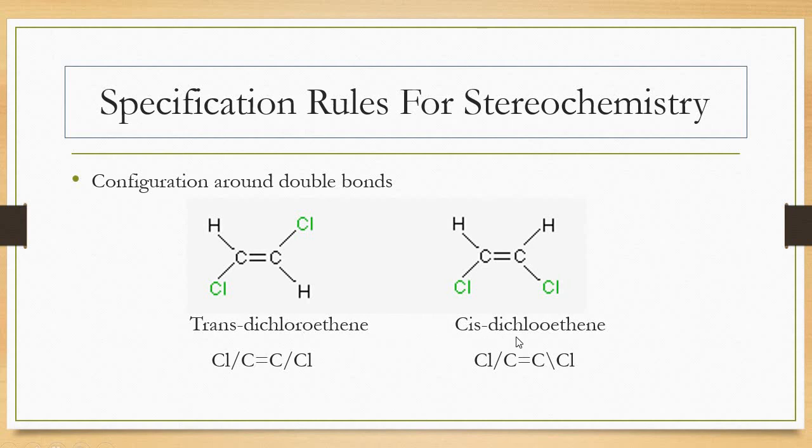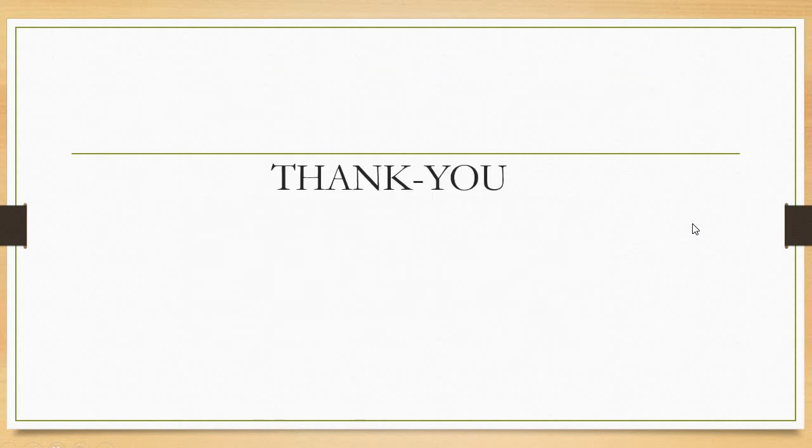But if we talk about cis, then it is represented by one backward slash and one forward slash. Chlorine backward slash carbon, double bond, carbon forward slash chlorine. And this represents cis-dichloroethene. So we can also represent the configuration around the double bond using this SMILES notation. So these are various specification rules for SMILES, as well as how we should take them from one software to another software. This is all about this lecture.